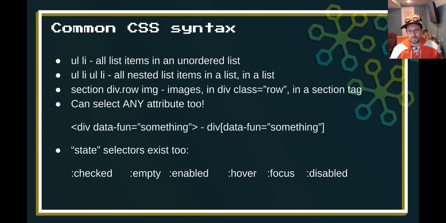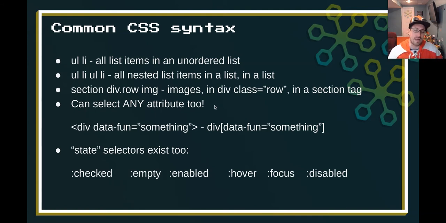So you can also nest these selectors, right? Reading this, it would be a UL tag, or unordered list, and then give me a list item underneath there. In this case, an unordered list, then the list item in there that has an unordered list in it that also has a list item. So that'd be like a thing nested in a thing nested in a thing. Section div.row image: give me all the images in a div that has the class row that is inside of a section tag, right? So we can stack and chain these things together indefinitely.